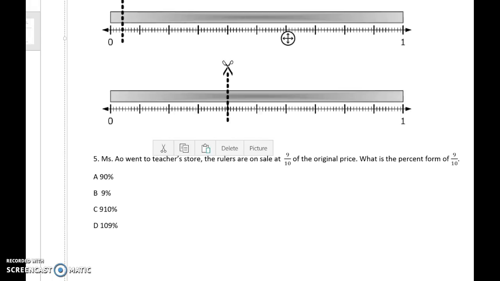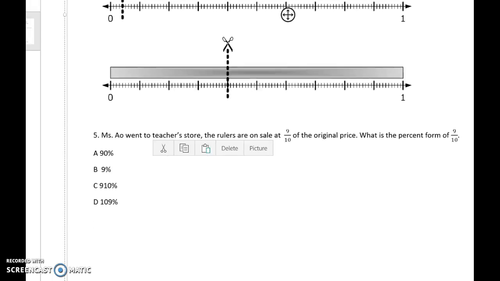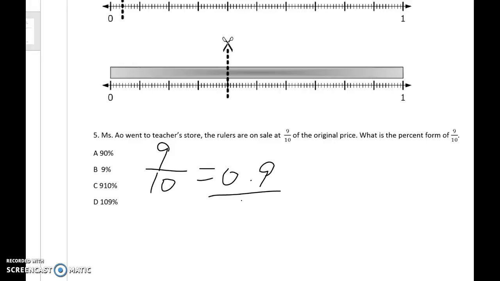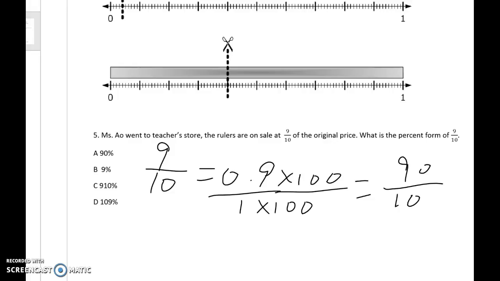Let's look at question 5. Question 5 says, Miss Ao went to the teacher's store. The rulers are on sale at 9/10 of the original price. What is the percent of 9/10? So just the same way, we change it into a percent, and then it is over 1 times 100 times 100. So I got 90 out of 100. So it is 90%. Most of my students got this one correct.